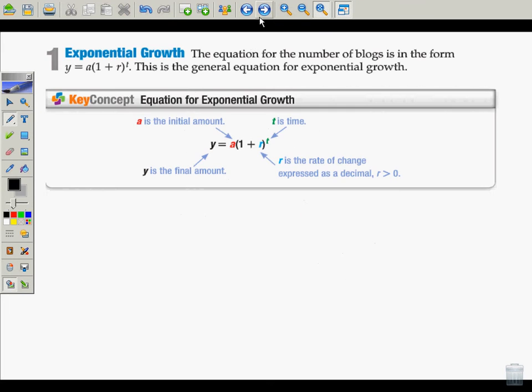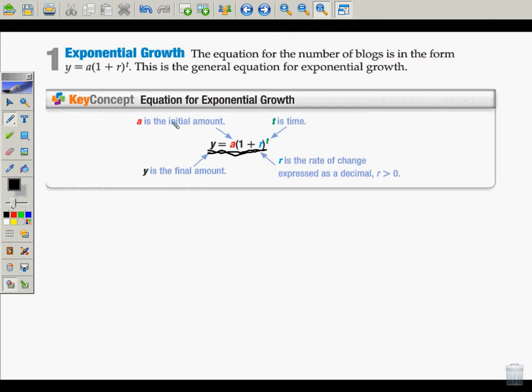So the first type of exponential function we're going to talk about is exponential growth. If you remember, we touched on this in the last lesson. We have an equation for exponential growth, and it's y equals a times the quantity of 1 plus r raised to the t. This is always, always, always the form for exponential growth. And then you just have to fill in the parts you know.